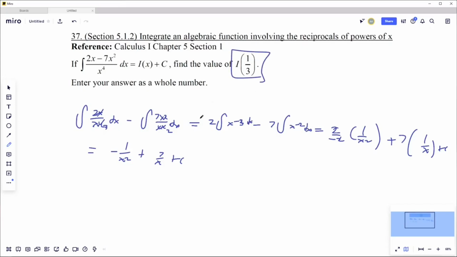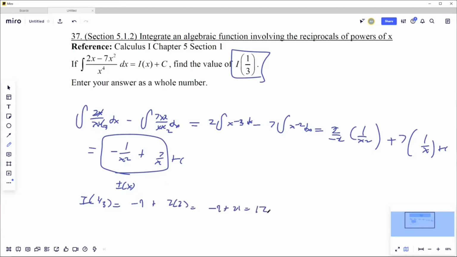So I of 1 over 3, this is taken to be I, so I of 1 over 3 is 1 over 3 squared, which is 1 over 9, and then there's 1, so it becomes 9, so minus 9, plus 7 over 1 over 3, so 7 times 3. Here you get minus 9 plus 21, you get 12.